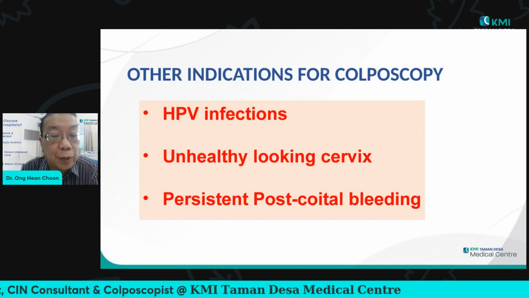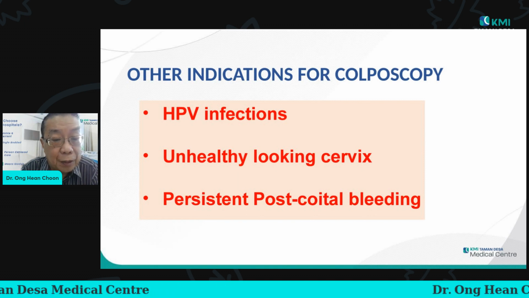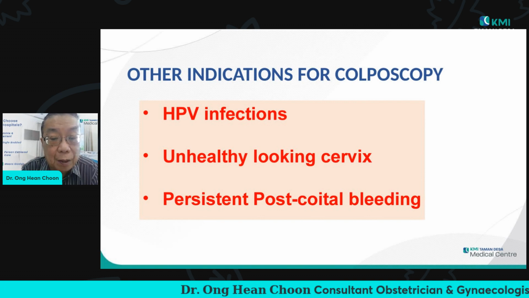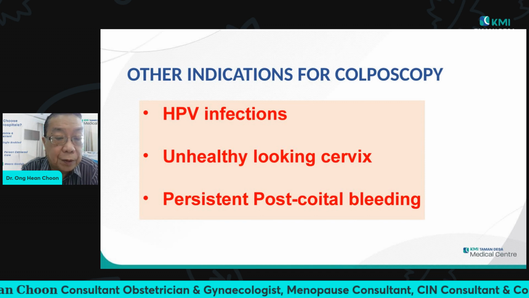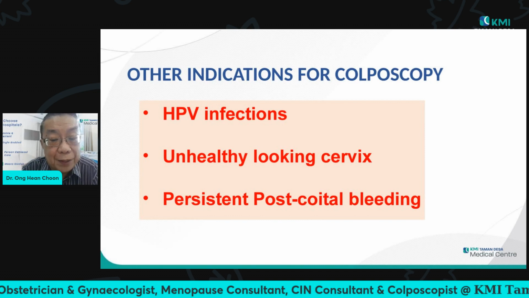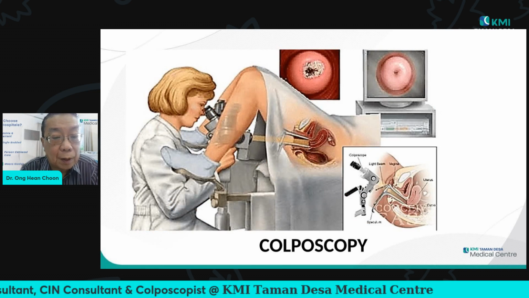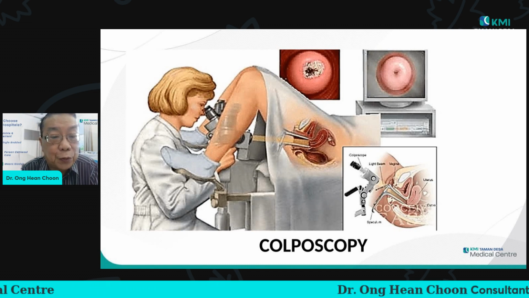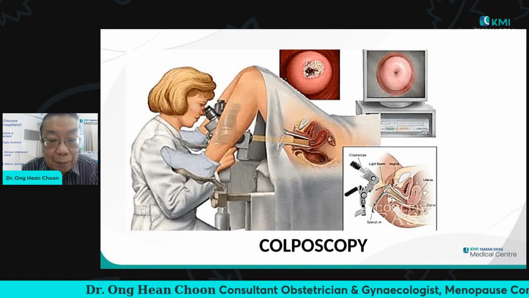Other reasons for colposcopy include those with persistent HPV infections, even though your pap smear is normal, or a very unhealthy looking cervix, because you may not have taken the pap smear from the correct area, or you have persistent postcoital bleeding. That means we must have missed something in your cervix. This is what we do in the colposcopy. We put the patient in a special position, and then we use an instrument called a colposcope to look into the cervix. Let me show you.